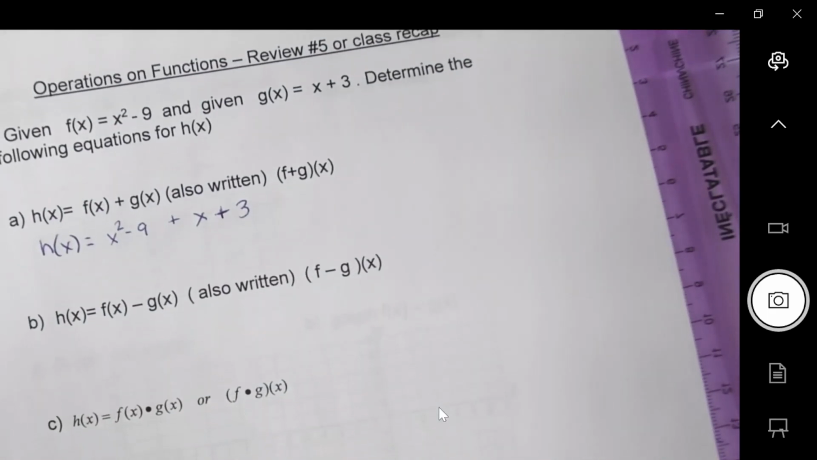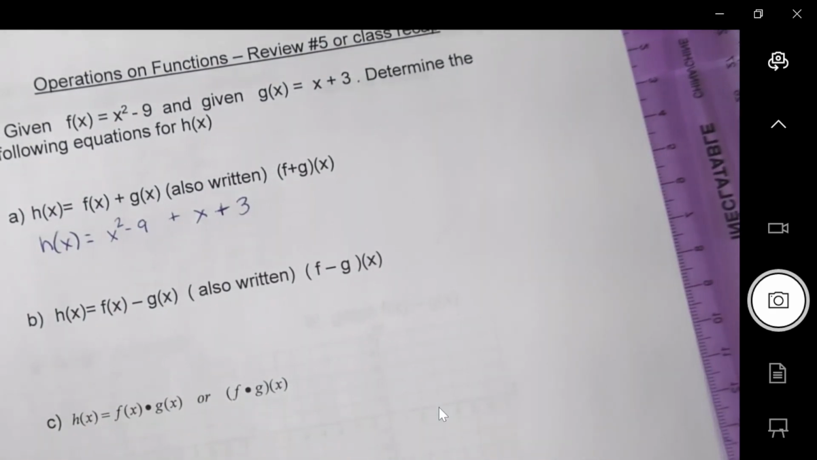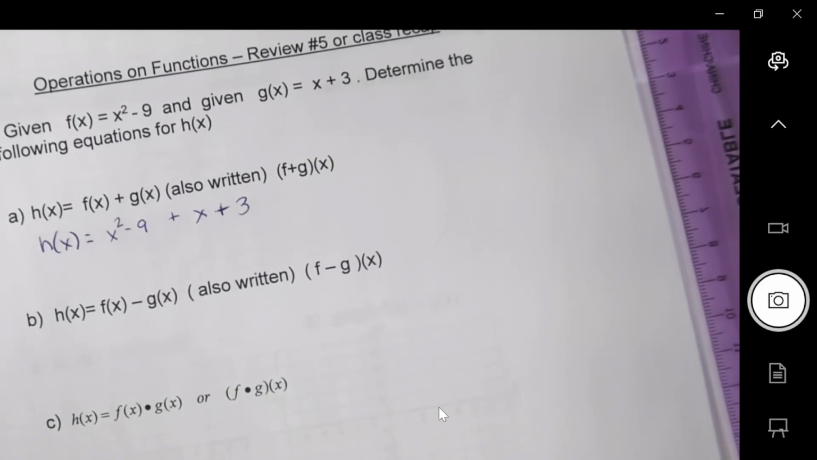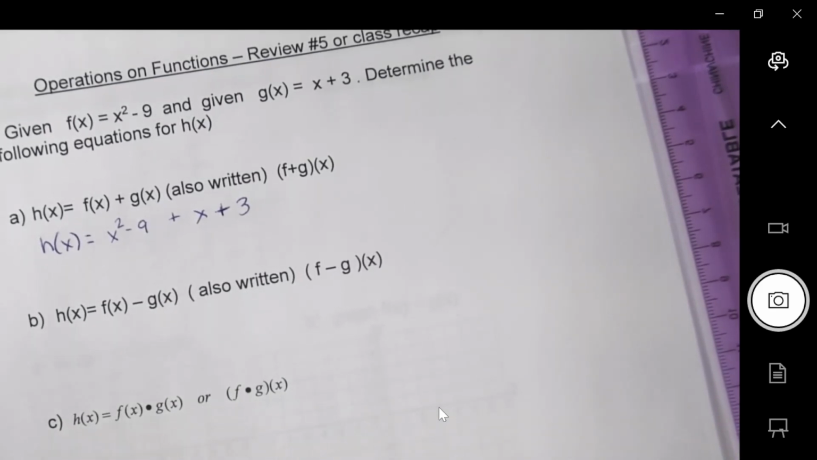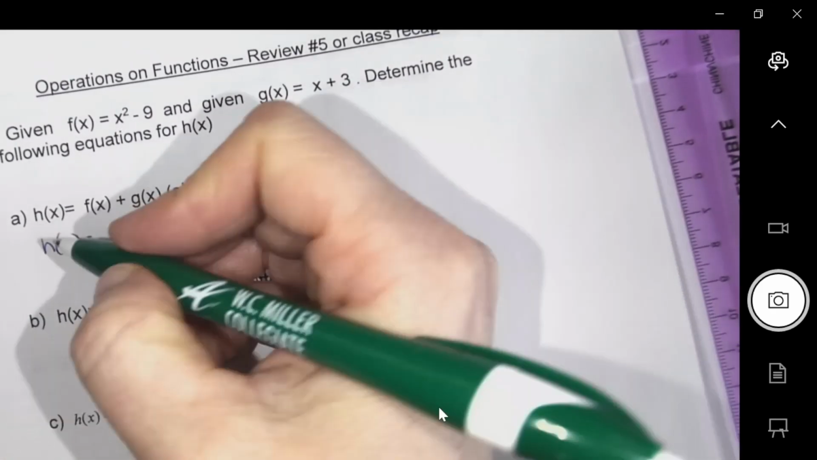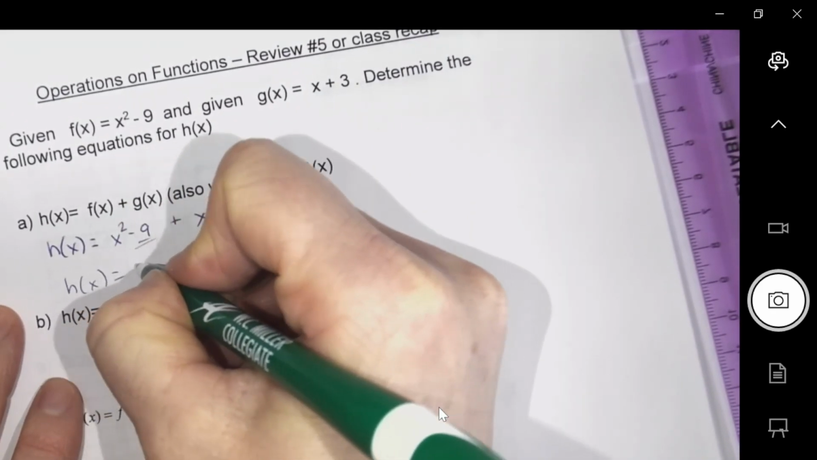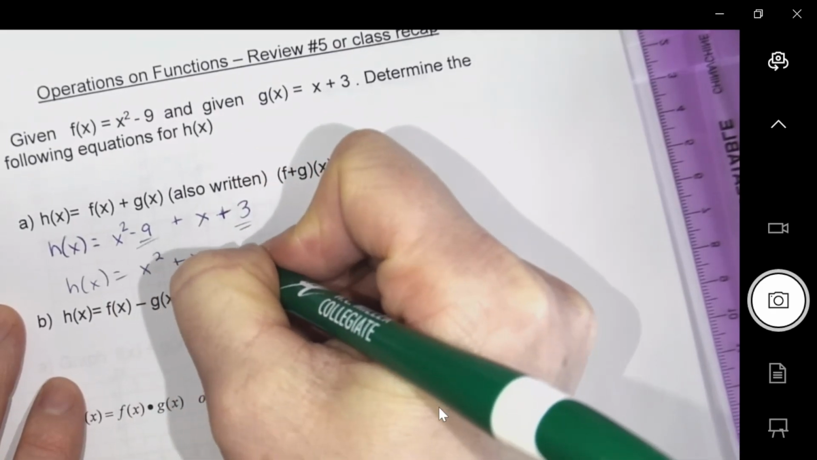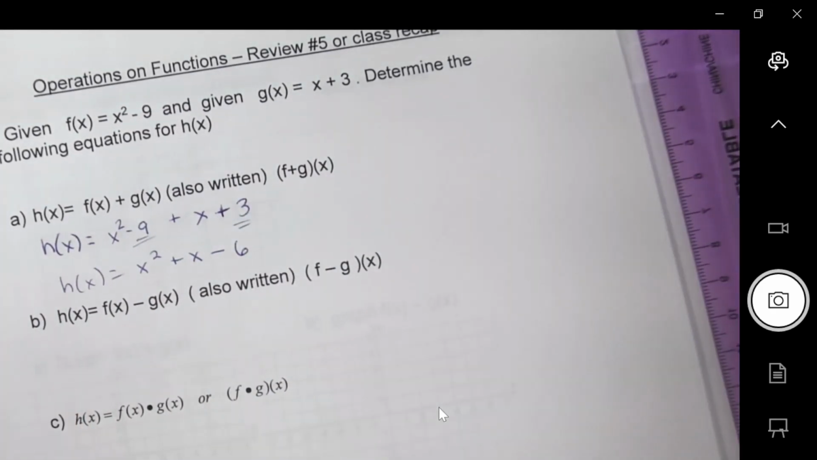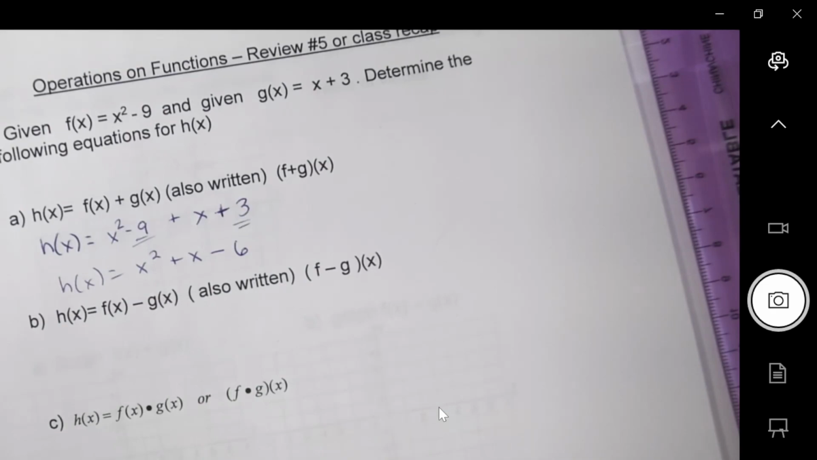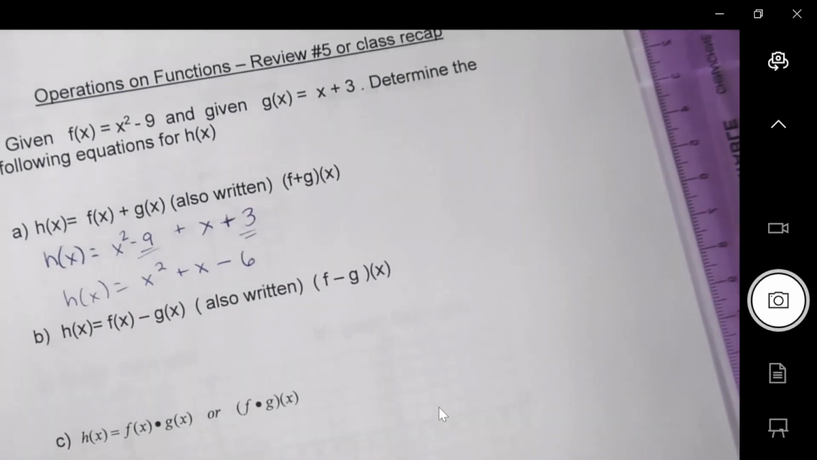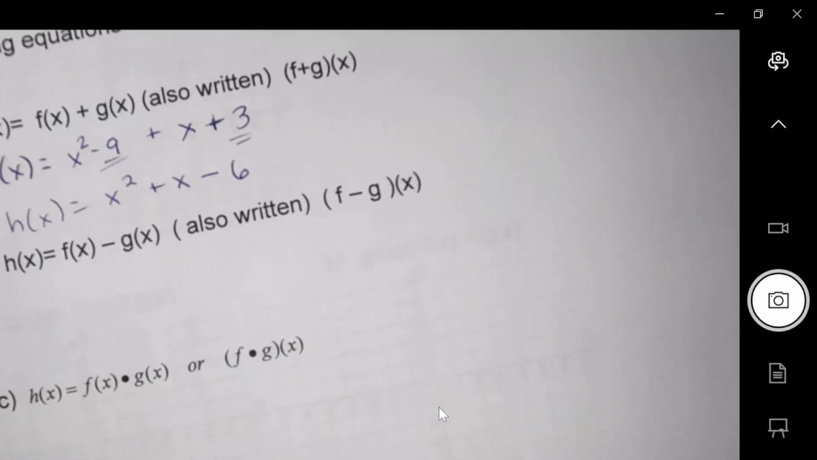Okay, that's what it would look like. And on the test, I've asked you to simplify everything you possibly can. So in this situation, let's combine those two numbers. And that's it. Okay? I see this mistake often.